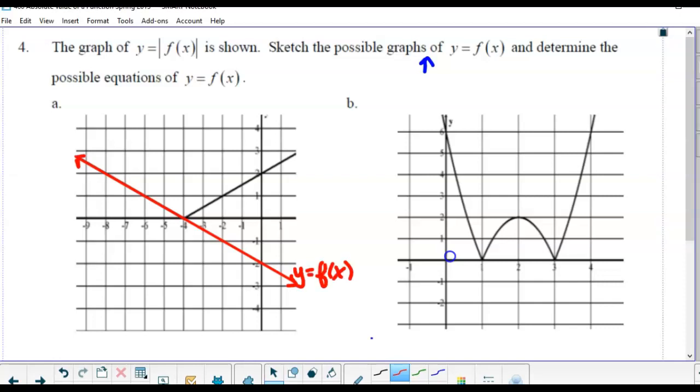What's the equation of that? Remember back to math 10. I'll call it f of x. So f of x equals, the y-intercept's -2. What's the slope? Down 1 to the right 2. So -1/2 x minus 2. Okay, that's one. What's another possible one?